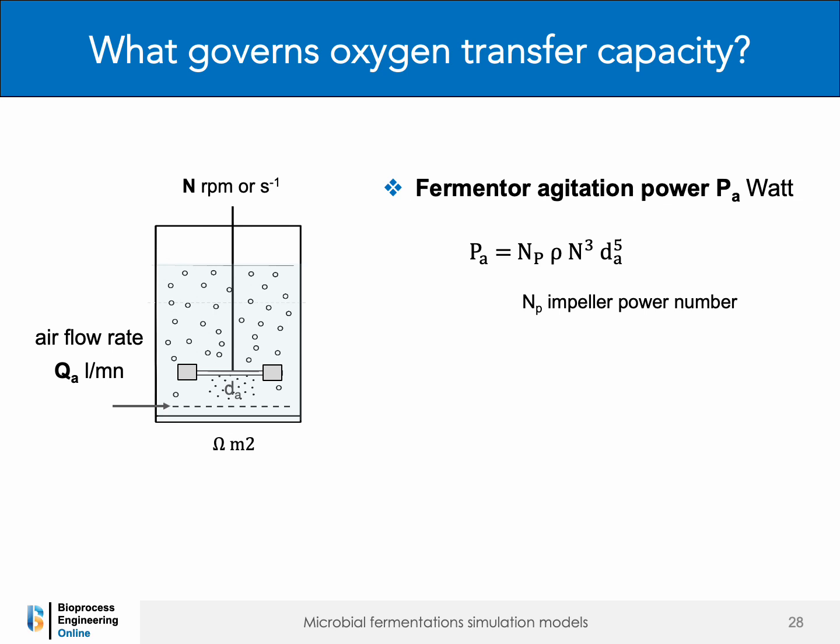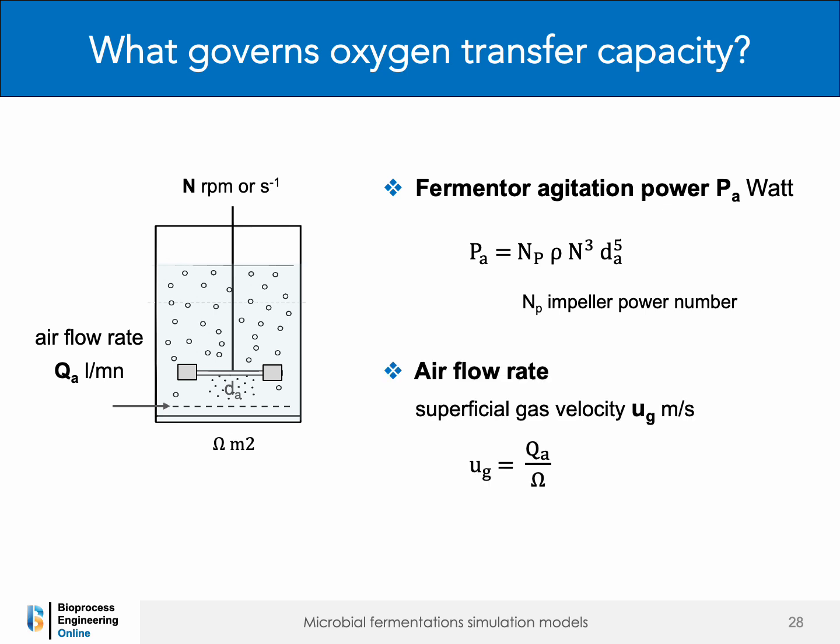According to this relation, PA is directly proportional to the fluid density rho, increases with the cube of the impeller speed n, and increases with the fifth power of the impeller diameter dA. It is directly proportional to the power number NP, which depends on the impeller geometry.